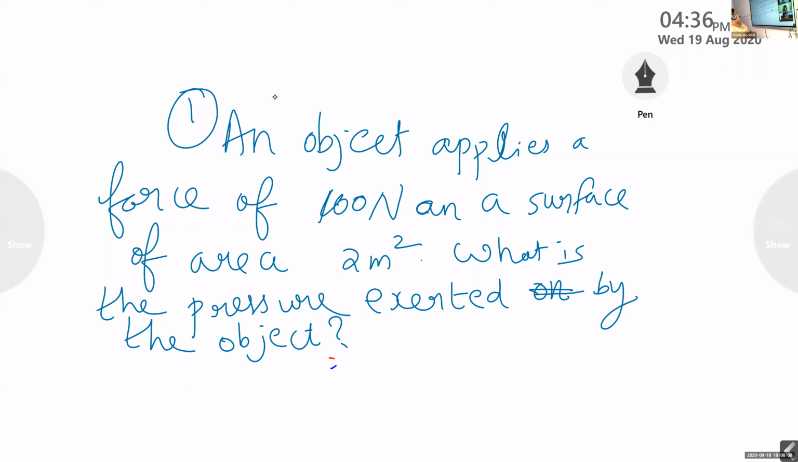An object applies a force of 100 Newton on a surface of area 2 meters square. What is the pressure exerted by the object?